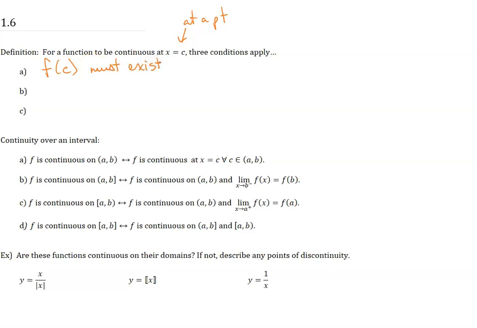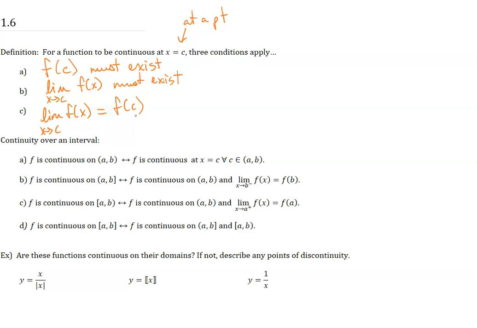Okay, the second condition is that the limit exists. So the limit as x approaches c of f of x must exist. And then lastly, for a function to be continuous at a point c, the limit and the value of the function have to be the same. So the limit is equal to f of c. Okay? And we'll see some examples where maybe they don't satisfy the first part, or maybe they don't satisfy the second part, etc.